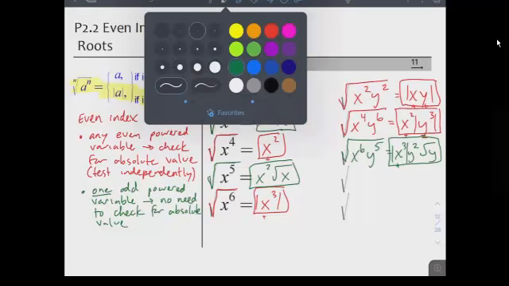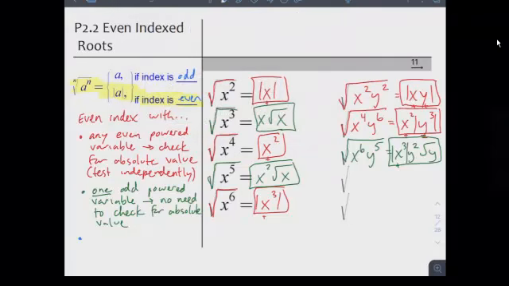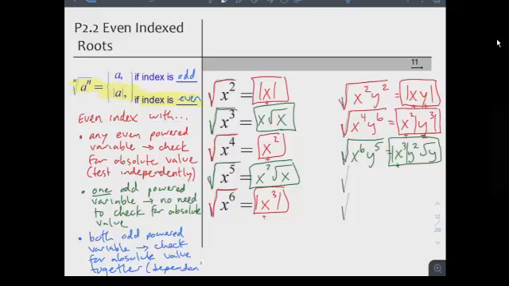Now, that brings up the final situation, and that is, what if they're both odd? Okay, these ones are going to be dependent on each other. Okay, you're not testing them independently, you're testing them together.